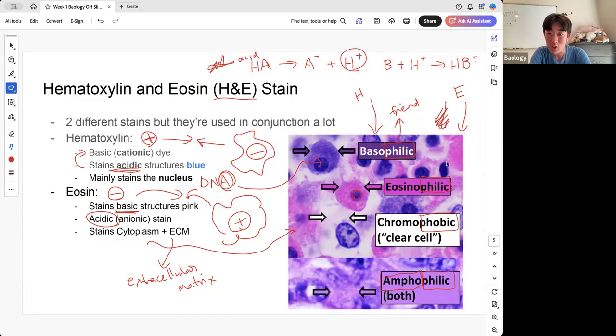Isn't DNA negatively charged? Yes. Oh, I just explained this, but hematoxylin is positively charged, so that's why they attract.